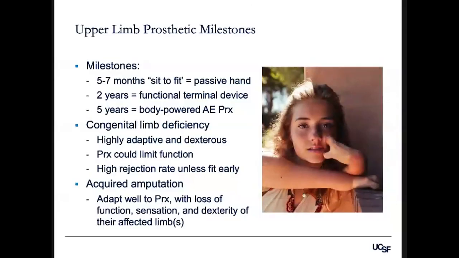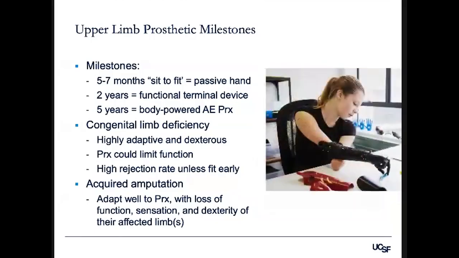It's super important to consider that wearing no prosthesis is also a perfectly viable and acceptable option for children with upper limb deficiencies, who are generally able to adapt and function independently without a prosthesis in many cases. And then older children with acquired amputation from trauma or disease will often adapt well to an upper limb prosthesis since they have lost function, sensation, and dexterity of an affected limb that they're accustomed to having.